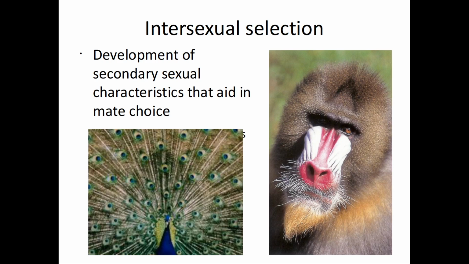Intersexual selection, development of secondary sexual characteristics that aid in mate choice. So another example of this is, we talked about peacock, but another example is baboons having differential coloration and other features that signal to the female that this is a fit or a favorable male.